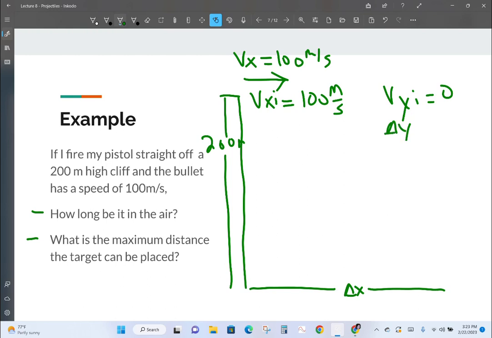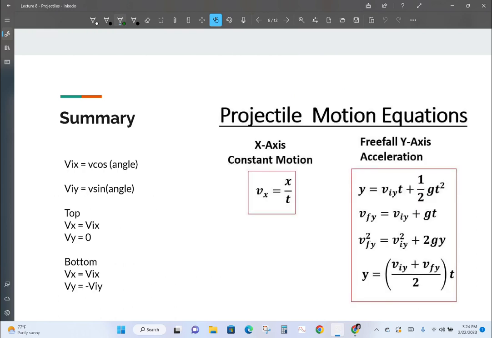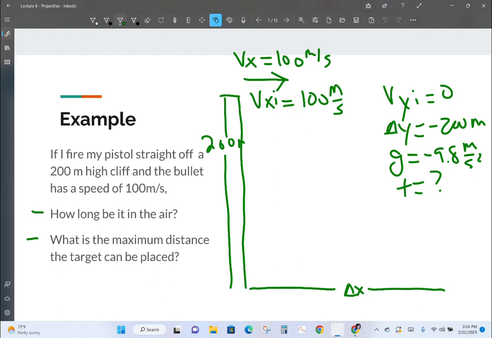It drops negative 200 meters. Gravity is its acceleration. And we want to know the time in the air. So we need a formula that has Viy, y, g, and t. And that formula, if you look on here, it's going to be this one right here. So I'm going to use y equals Vi t plus 1/2 g t squared. And remember that Vi is 0.